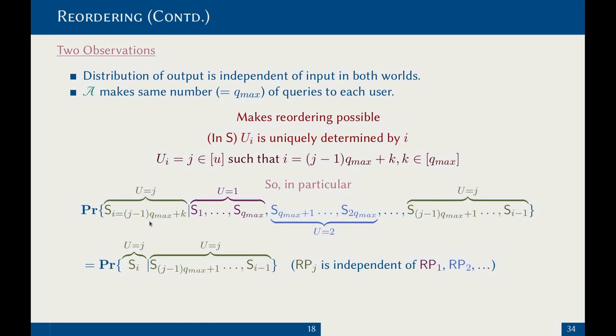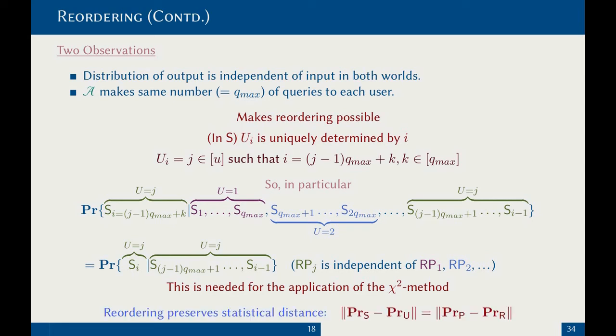So, in particular, we have that this conditional probability is exactly equal to this conditional probability. So, if the user for the ith query is j, then the probability of S_i given all the previous replies by all the users is exactly equal to the conditional probability of S_i given the previous replies by user j only. This follows because the random permutation sampled by user j for the construction XORP3 is independent of all the other random permutations sampled by the other users. Now, this makes it possible to apply the chi-square method to bound the statistical distance between the distributions corresponding to transcript S and transcript U.